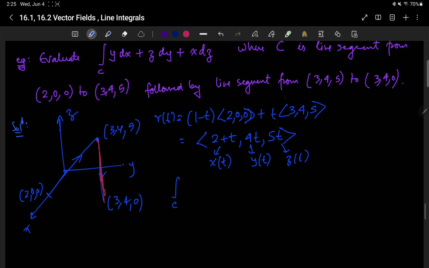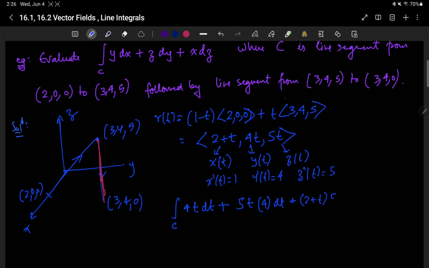So my line integral now is y dx, so y is 4t. This also means x prime of t is 1, y prime of t is 4, z prime of t is 5. So y dx is just 1, so this is 4t dt. z is 5t, and its dy, where dy is 4, so 4 dt, plus x, which is 2 plus t, times dz, which is 5, so 5 dt.